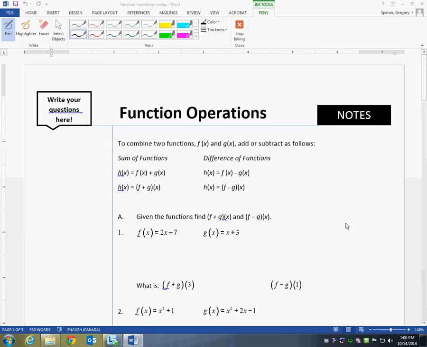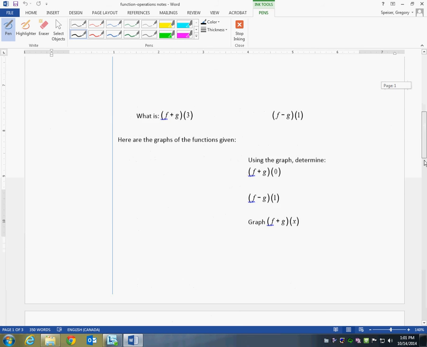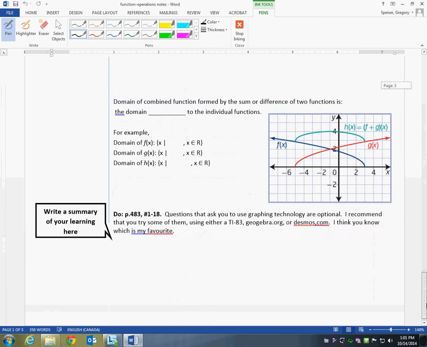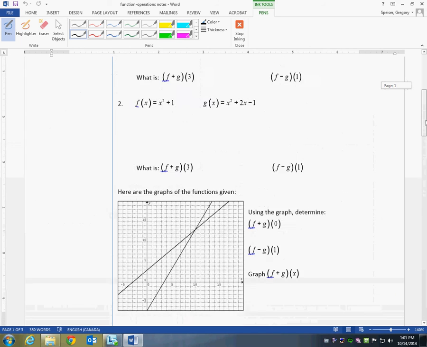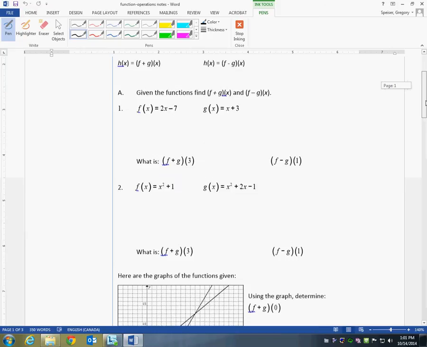All right, welcome to function operations. So this is a little bit of a different style than we're used to. Just to give you a quick tour, the handout is 3 pages long, and you don't have to do as much writing because you just kind of have to fill in the blank and answer the questions.